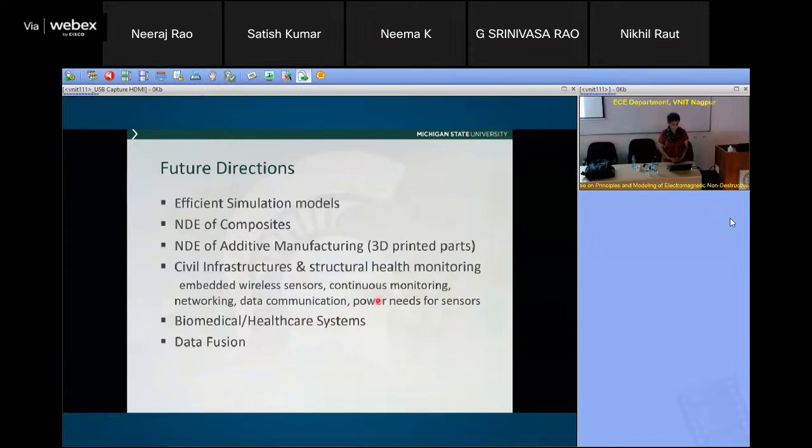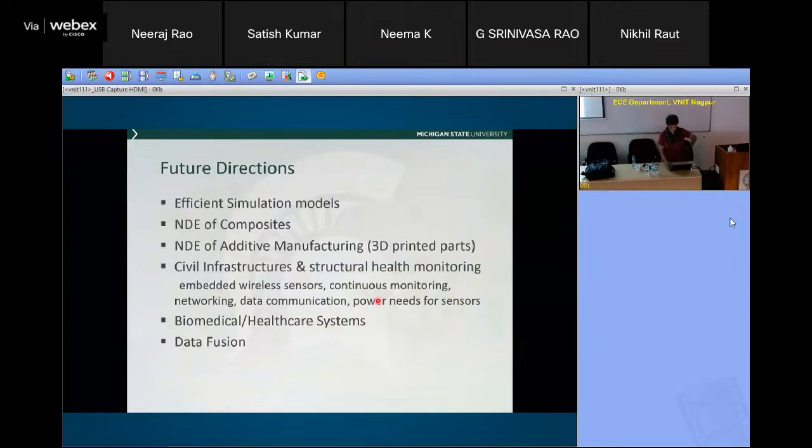Biomedical and healthcare, again, are different directions, because I think there's so much similarity between NDE and biomedical. So whatever we do in NDE can be used over there and vice versa.